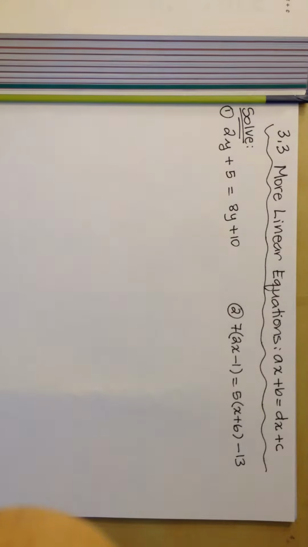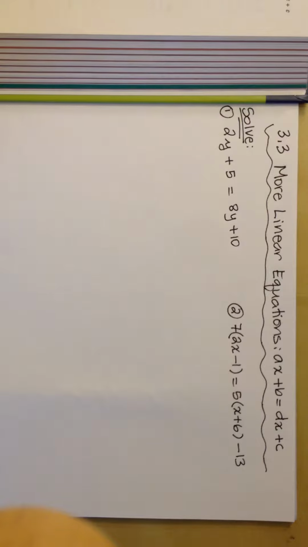Section 3.4, more linear equations. So in this section, compared to 3.2, we have a variable on each side of the equation. And we already looked at how to solve equations with fractions and decimals. So the same rules will apply in this section. It's just that now we have a variable on both sides.